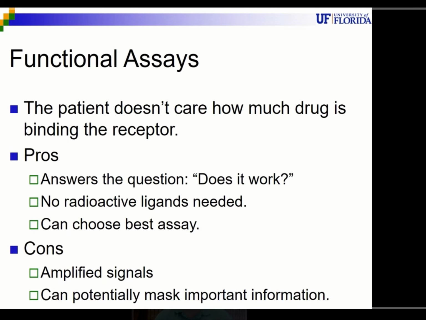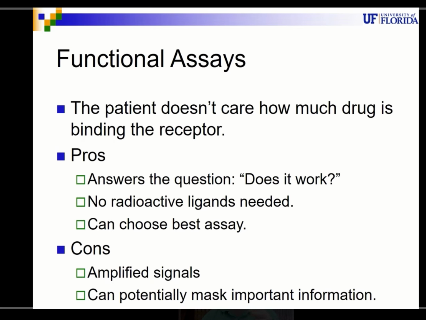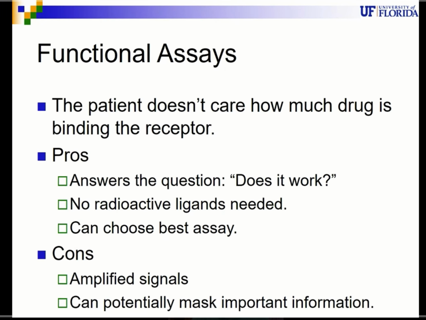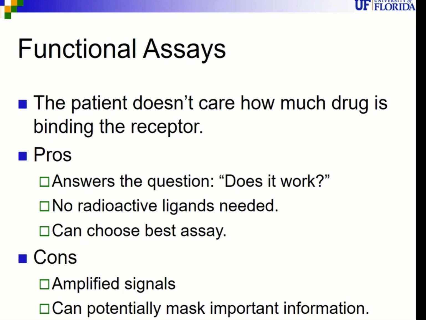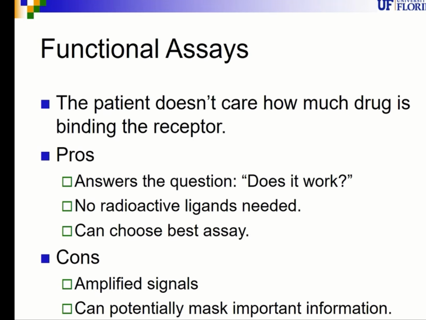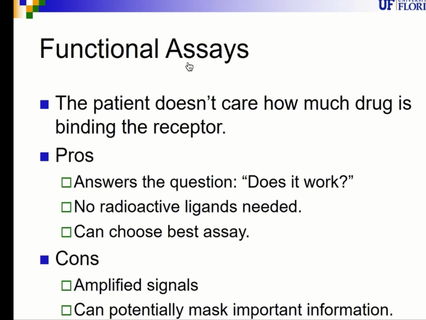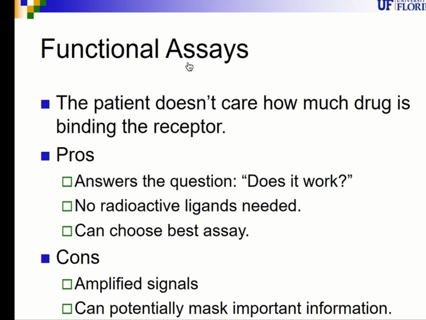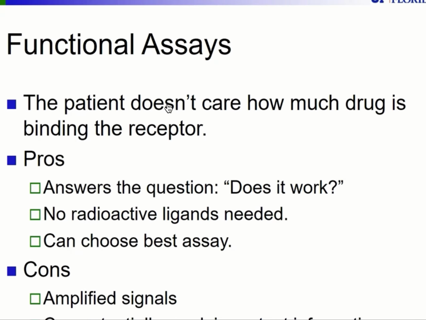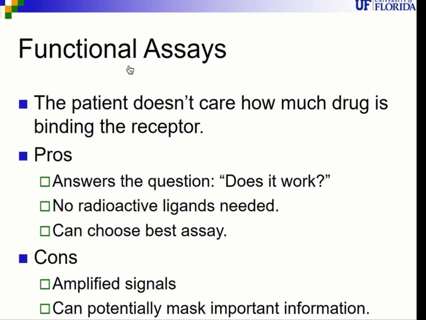There are some pros and cons that go with functional assays as compared to binding assays. First of all, the functional assay answers the question, does it work? If we have a drug that has great affinity and seemingly has great efficacy at the receptor level, and it is non-toxic and it's cheap and it's a perfect drug, that doesn't do us any good if it doesn't actually cure or treat the disease that we are trying to treat. Here we jump straight to the end and say, does this drug do what we want it to do? Because if it doesn't, there's no use wasting time and money measuring all of these other things.